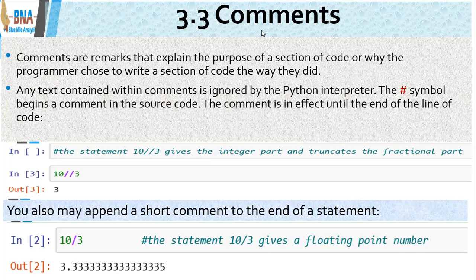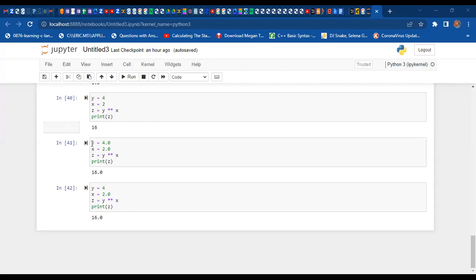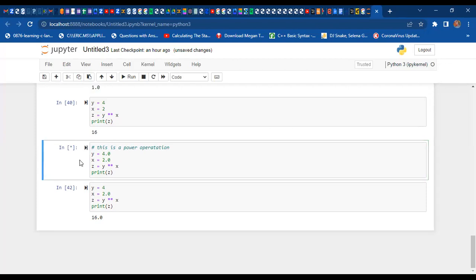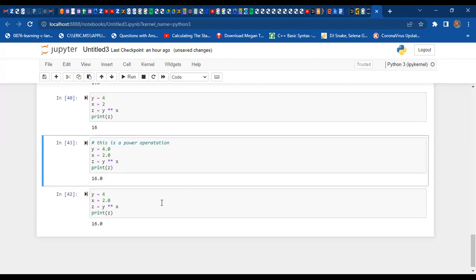Okay, let me stop sharing and then I share my Jupyter notebook, please. So let us try what you have said. Here, let us do it here. Hash, this is a power operation. As you can see, it doesn't matter where you put the comment.